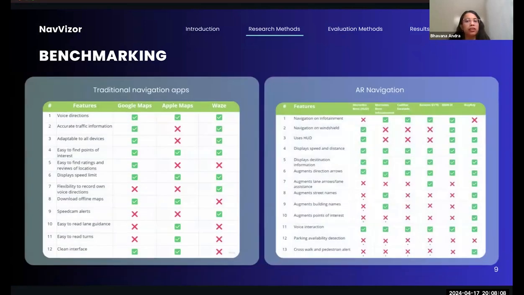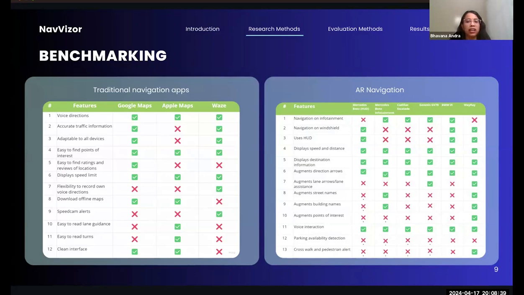So here is a summary of our findings from benchmarking traditional navigation apps like Google Maps, Apple Maps, and Waze, which you can see on your left. We discovered that common features such as voice direction, easy point of interest search, and displaying speed limits are available in all these apps. However, Google Maps stands out with additional features like easy access to ratings and reviews. Also, Waze offers unique features like customizable voice directions and alerts for speed cameras.